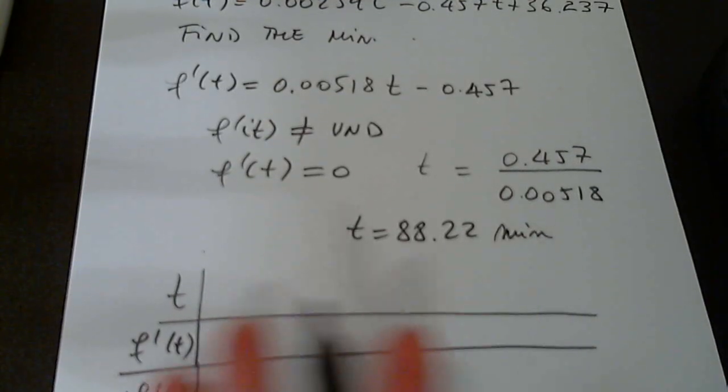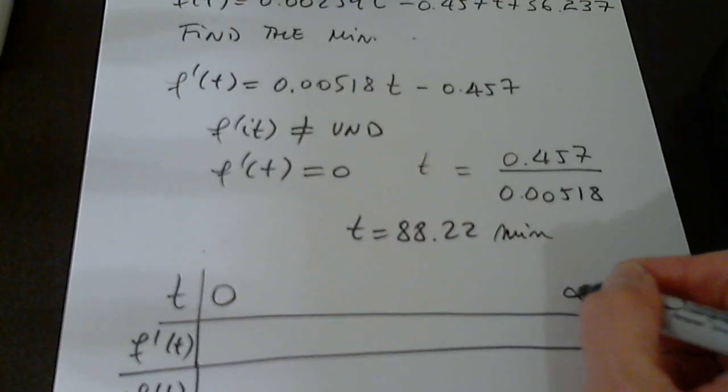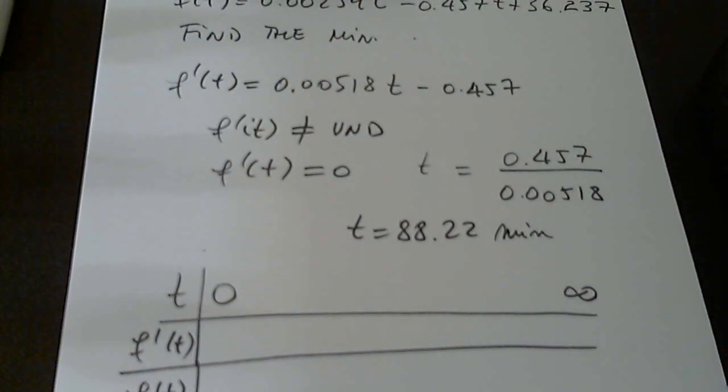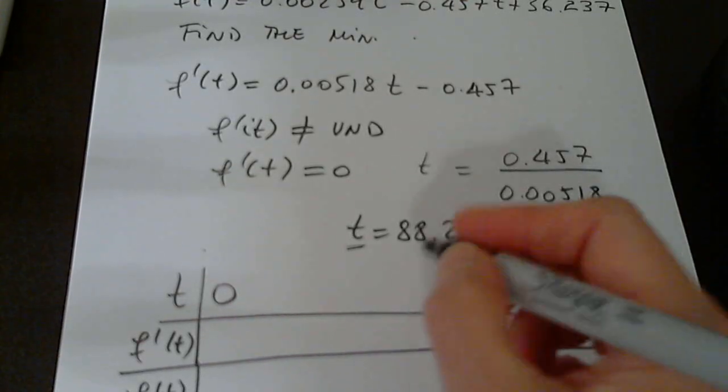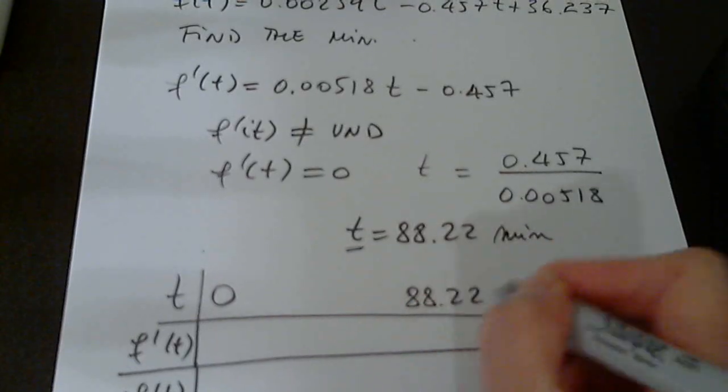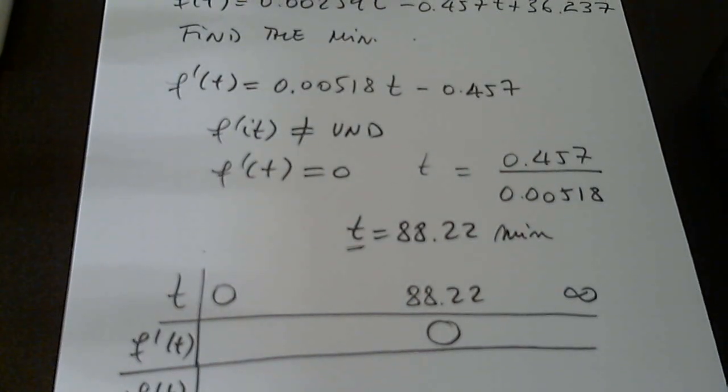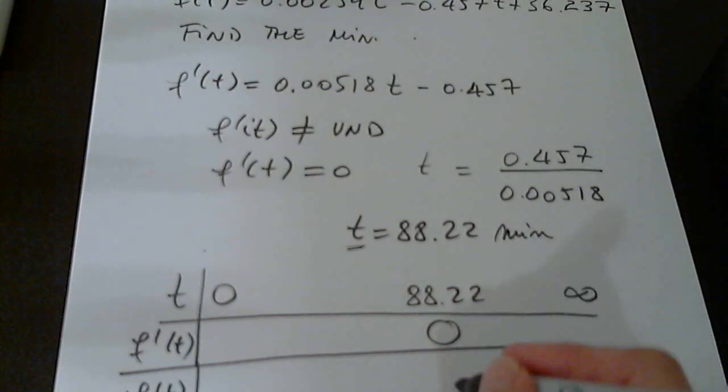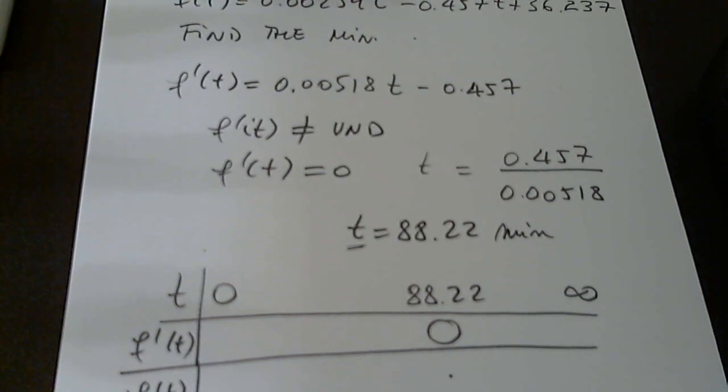Since t is in minutes, there is no point in writing anything else as the domain. You can say, but it's a quadratic. Domain of the quadratic is negative infinity to infinity, right? But when we talk about minutes, that's all I can use, 0 to infinity. So this is 88.22. The first derivative is 0, as we know. We have to find the value. Of course, you know what I'm going to do.